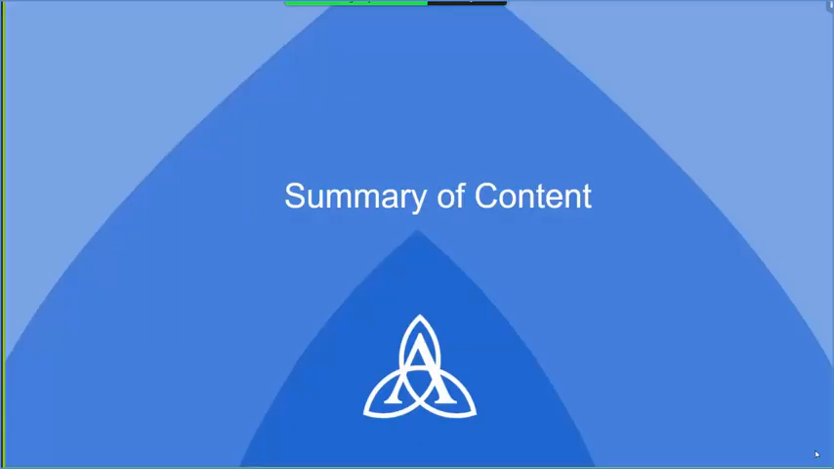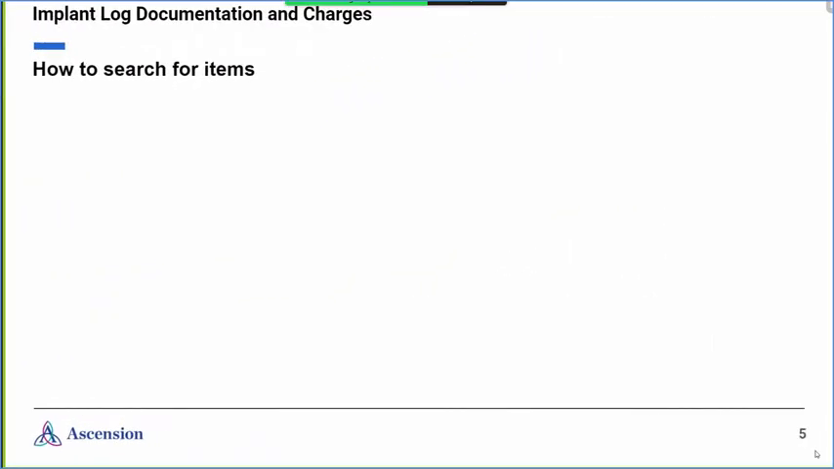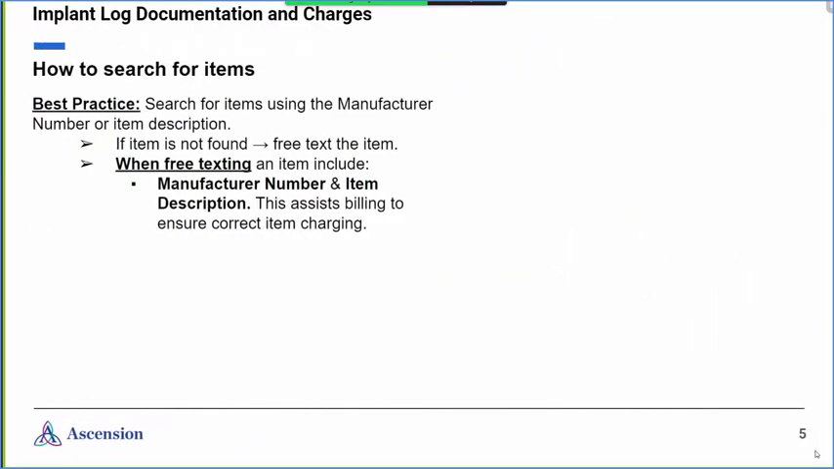Let's summarize the key points we have just discussed. First, let's review best practice on how to search or free text items. Search for items using the manufacturing number or item description. If the item is not found, free text the item. When free texting an item, include manufacturing number and item description. This assists billing to ensure correct item charging.